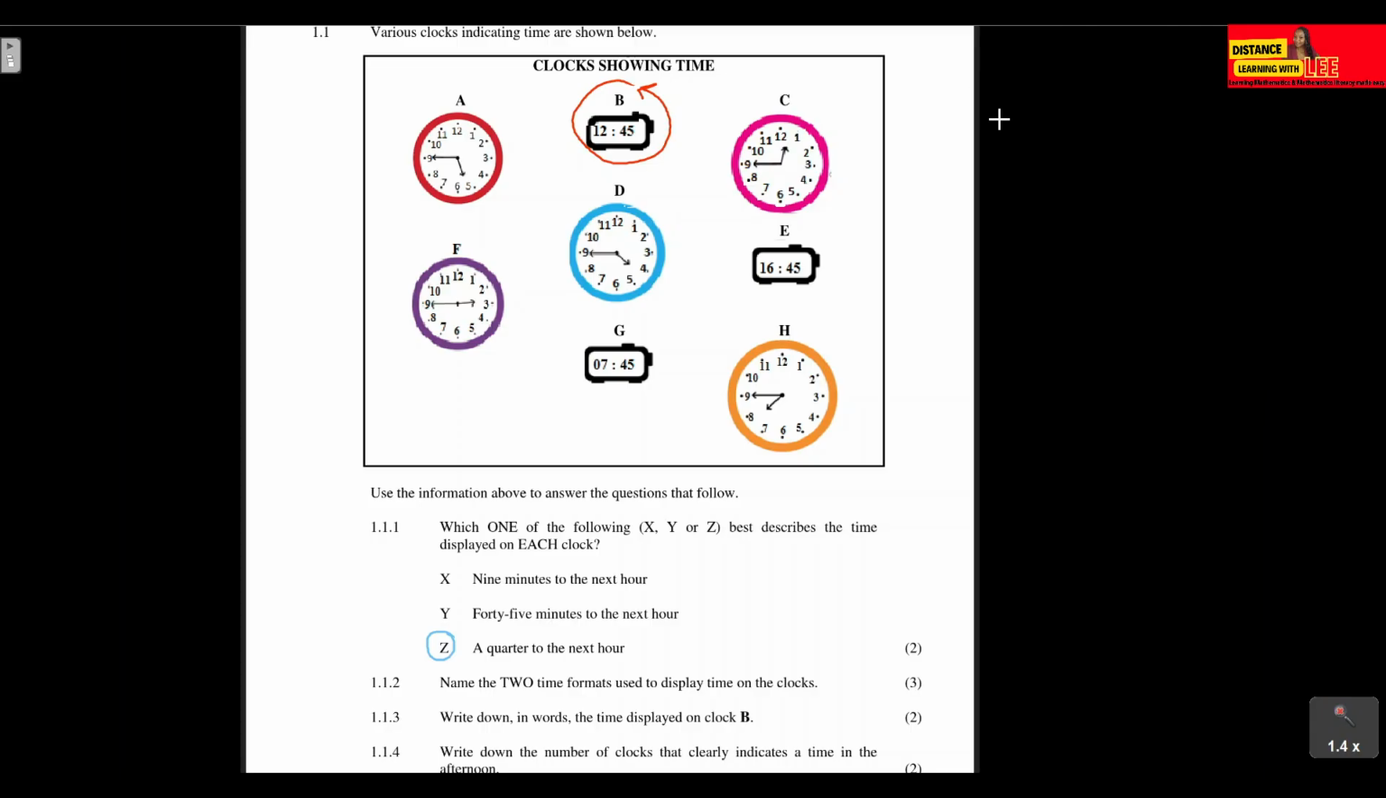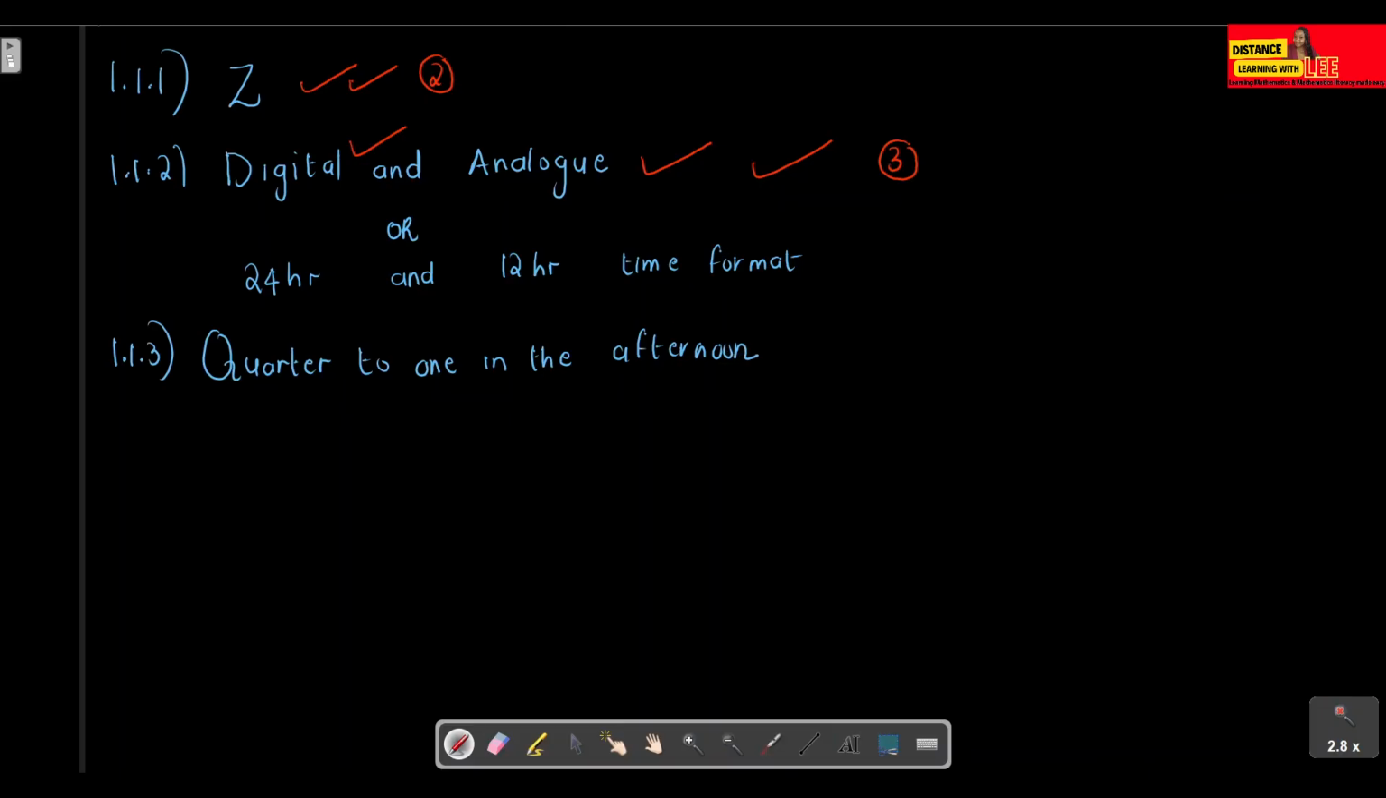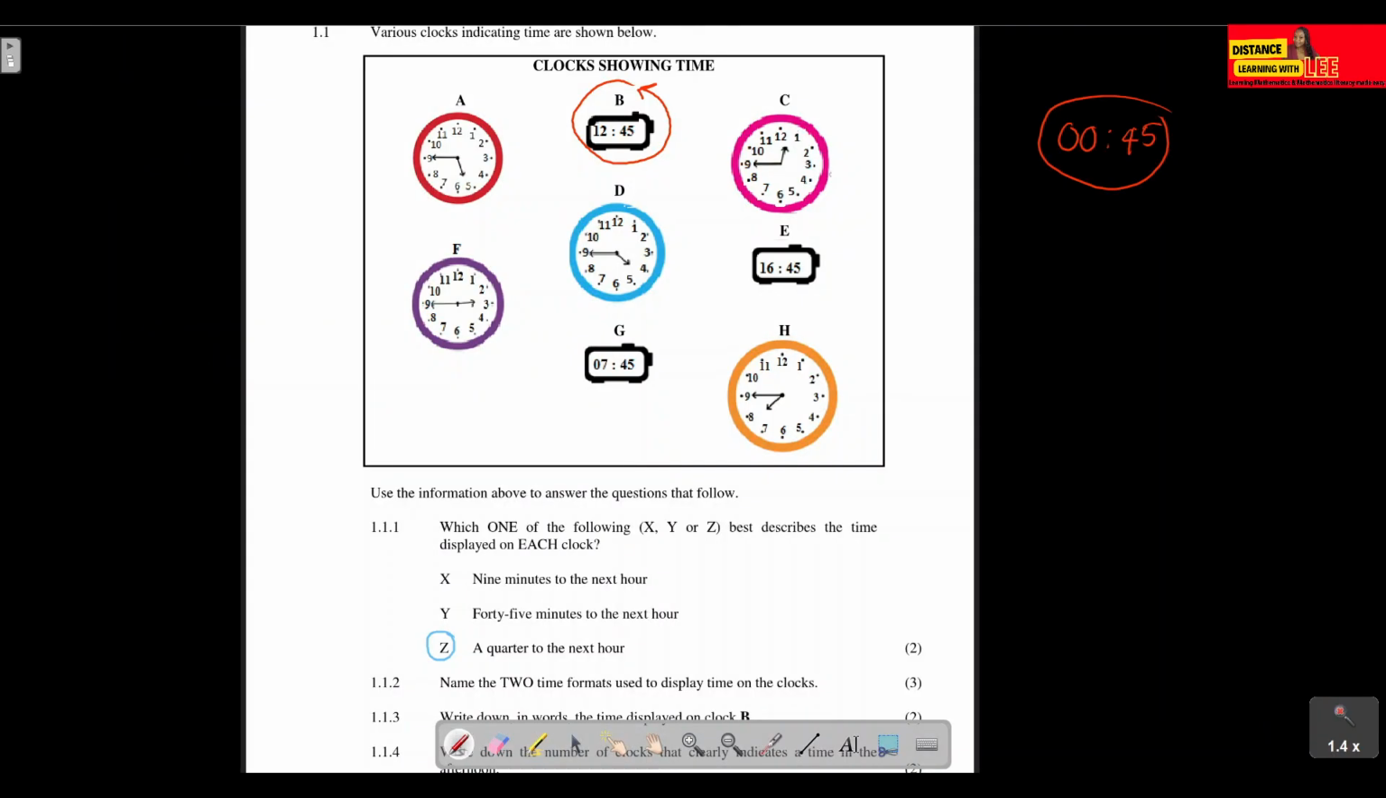If it was quarter to 1 in the morning, it was just going to be 0:45. Because in this case we've got 12:45, that tells us we're dealing with a time that is in the afternoon. So it's quarter to 1 in the afternoon. You get a mark for saying afternoon, and the other mark goes to you saying it's quarter to 1 in the afternoon. That's how they're going to give you your marks there. So the answer is quarter to 1 in the afternoon.